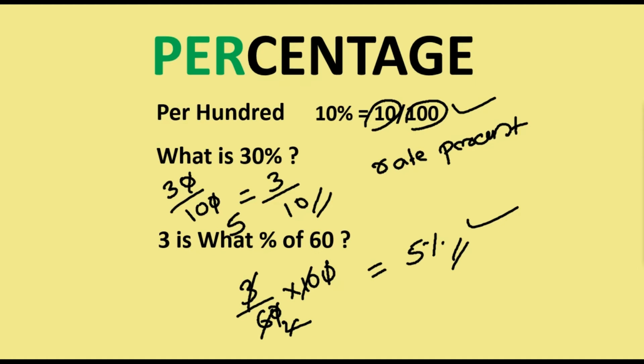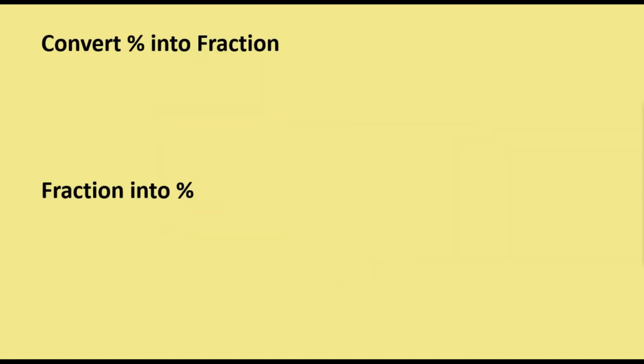Now you understand why we are dividing by 100. Let's understand another concept: converting percentage into fraction, and fraction into percentage. It's a very simple concept. In percentage into fraction, what will you do? You divide by 100. In the case of fraction into percentage, you multiply by 100. To understand the concept better, let's solve simple problems.